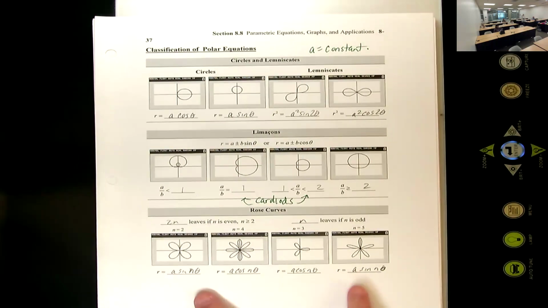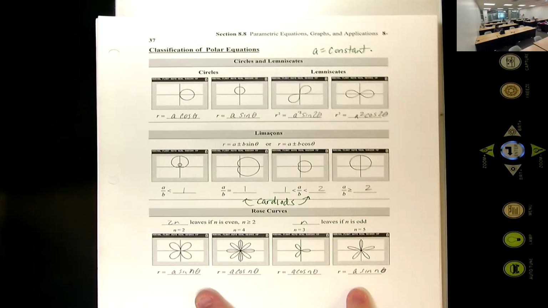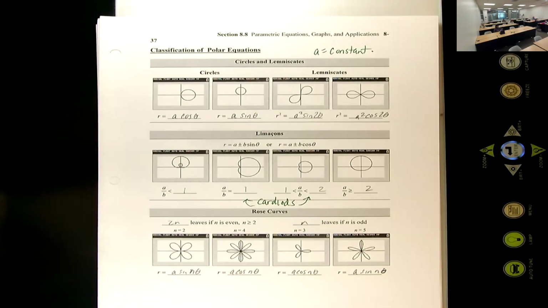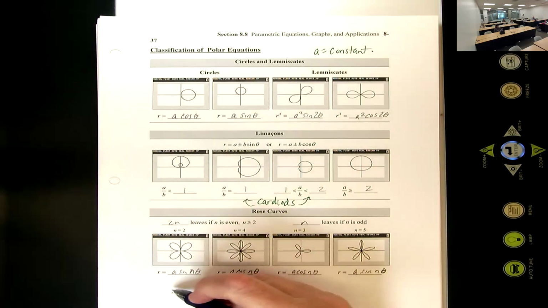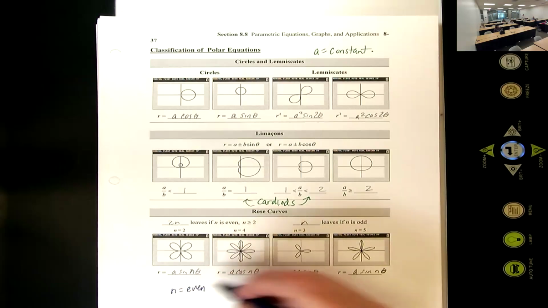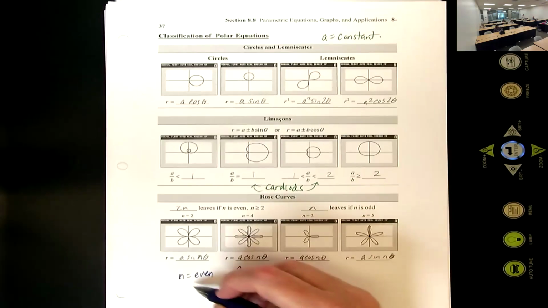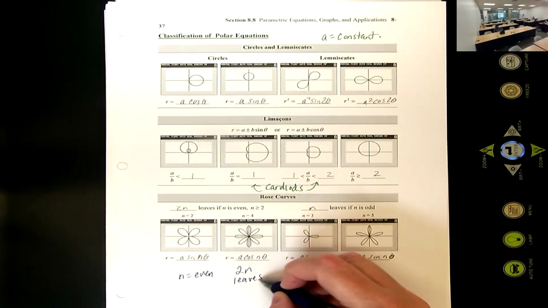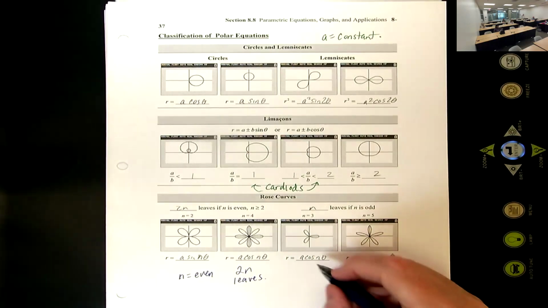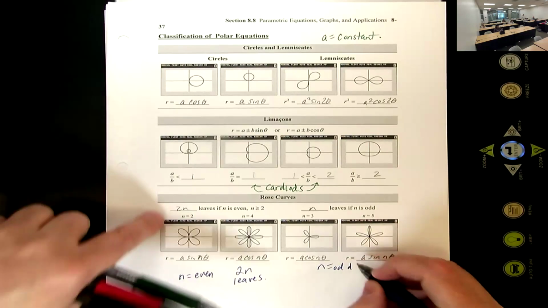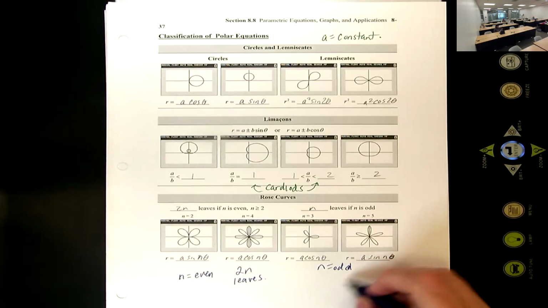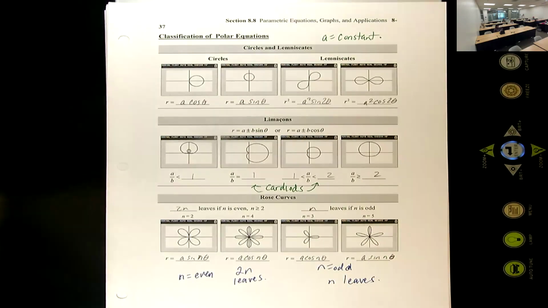Something to note is these ones tend to be the harder ones to do, but they're more fun to draw. And you will notice that when n is even, you have 2n leaves on your roses. And when n is odd, you have just n leaves. But it goes out a specific distance on each one.